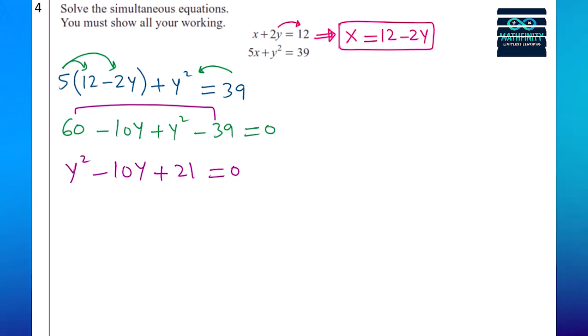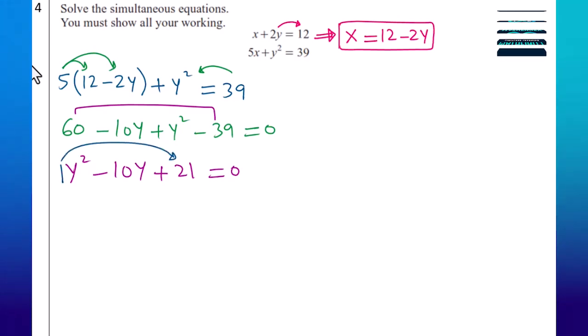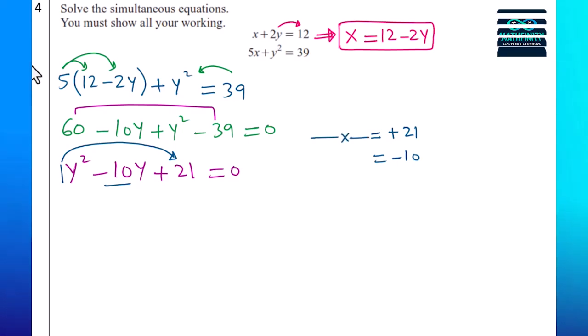This is a quadratic equation. We have to solve, like, what is the number here? 1. We have to multiply this with this. So we will get positive 21. And what is at the center? Negative 10. Now you have to think of two numbers. When you multiply them, the result should be 21. And when you add or subtract them, the result should be negative 10.